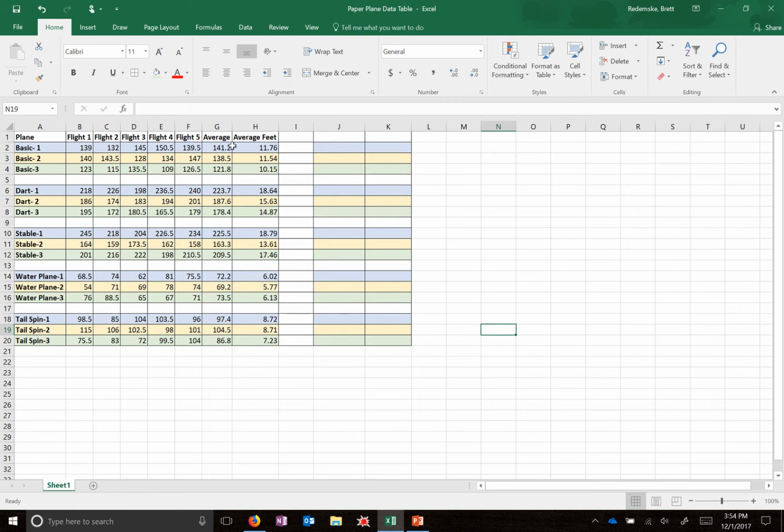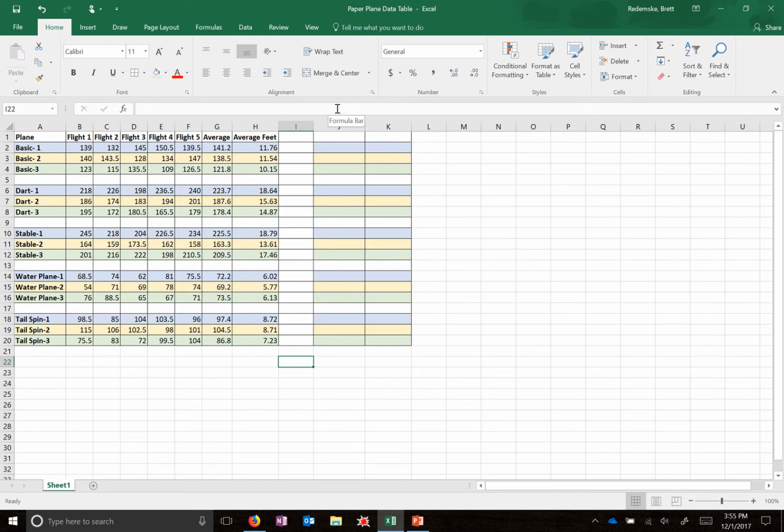Now for the older kids, we also have them find that average in inches. This is all inches here, and we have them take that to feet. So they take their average divided by 12, gives us our average feet. Now what we have the students do then is they can all see this information. We set up their planes around the room, so all the basics are by each other, the darts are by each other, stables, waterplanes, tailspins, etc.